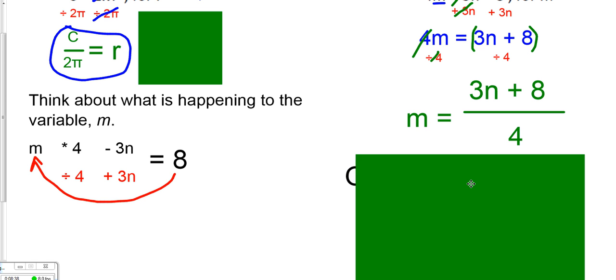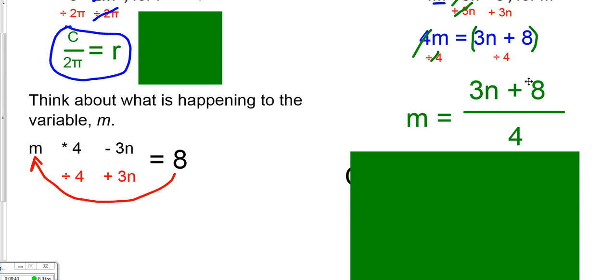So if you did it all together, it would look like this, 3n plus 8. Do all of that first and then divide by 4. When there's the bar like that, there's kind of like a hidden parentheses here. It's saying do all of this first, then divide by 4.